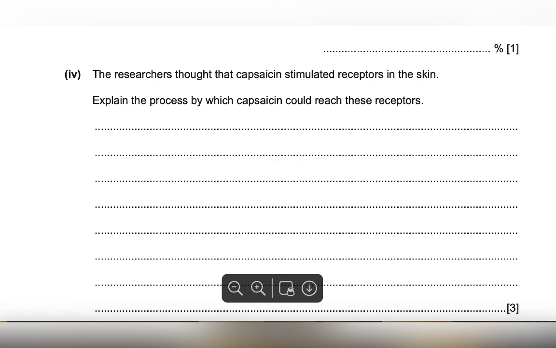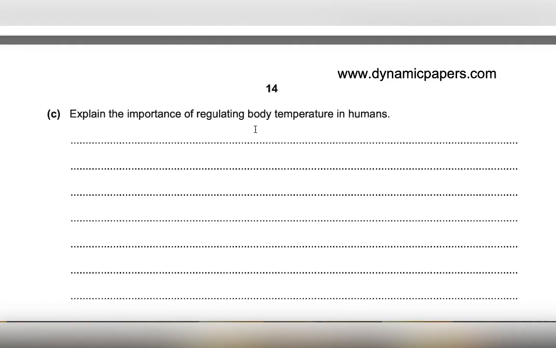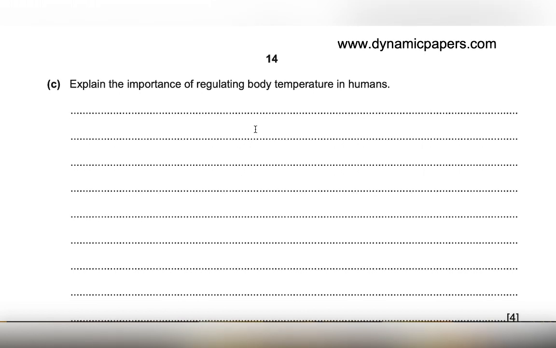Now let's move to the next one. This one you also get another 3 marks. Now we are in question C. Explain the importance of regulating body temperature in humans. Why do we regulate body temperature?